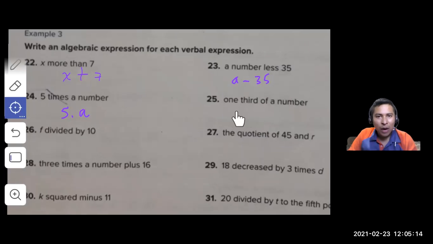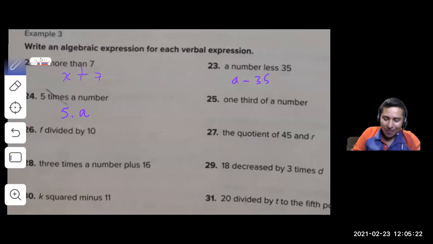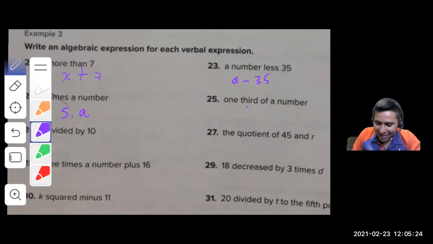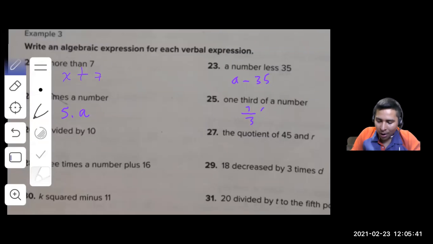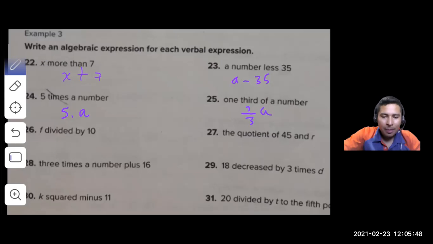Excellent. Let's give it a try with this one, guys. 1/3 of a number. 1/3 of a number. One over three and the variable. Correct. 1/3 of a number. What is the number, guys? We can use whatever variable. In this case, let's use the a, of a number. Let's say 1/3 of a. And that is the answer, 1/3 of a. Just like that.